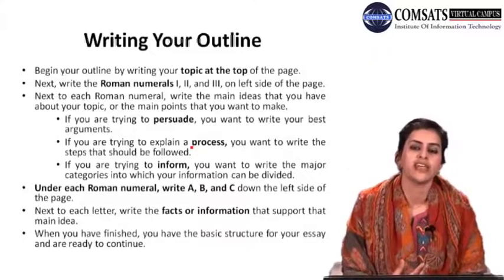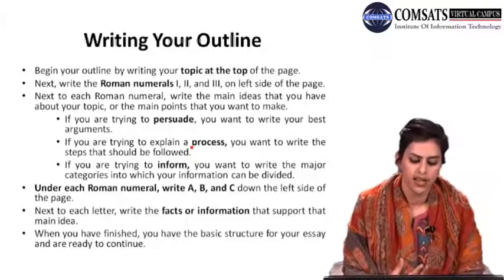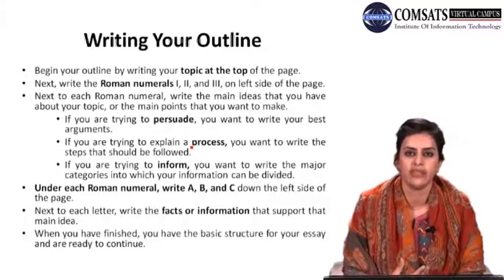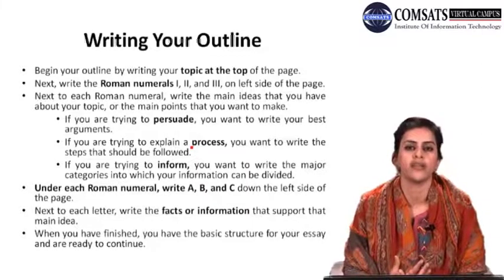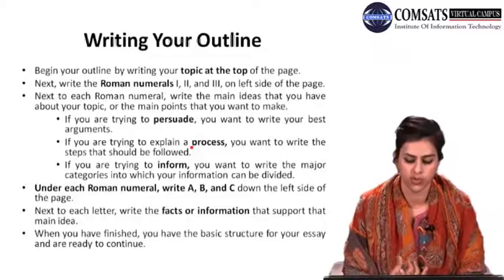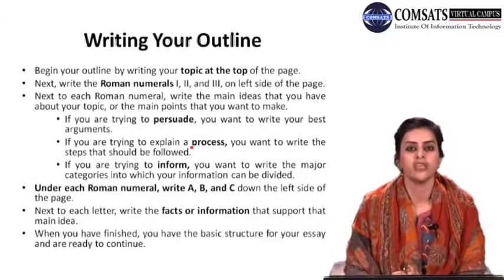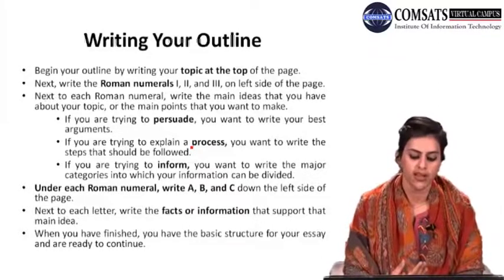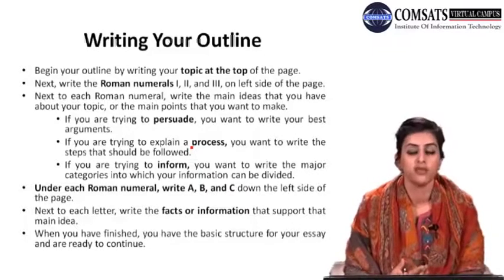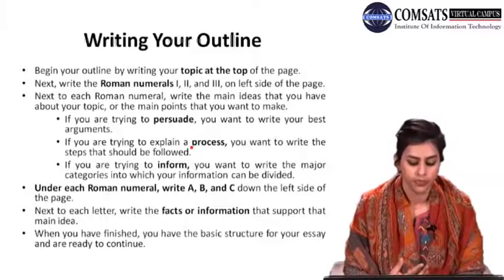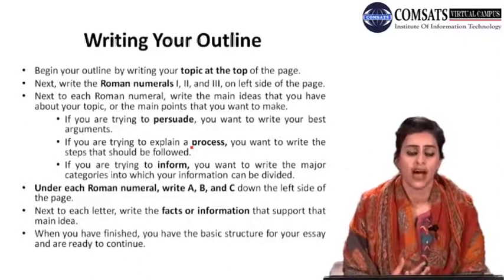Now, for each heading, write down a sub-bullet with the letters ABC. Now, Roman numerals differ from ABC, or maybe the small Roman numbers, that is 1, 2, 3. So they differ from one another, and they differ from situation to situation. Next to each letter, you are supposed to write down the facts or information that support the main idea. So this is what you are supposed to do while you are writing any outline.